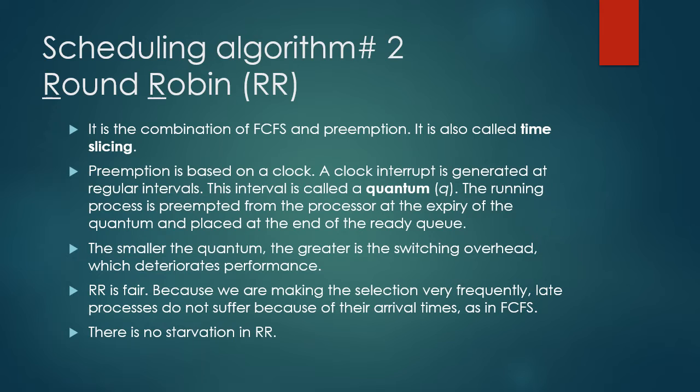RR is fair. Whoever arrives first is executed first. All processes are preempted after the same length of time. Because we are making the selection very frequently, late processes do not suffer because of their arrival times as in FCFS. There is no starvation in RR.